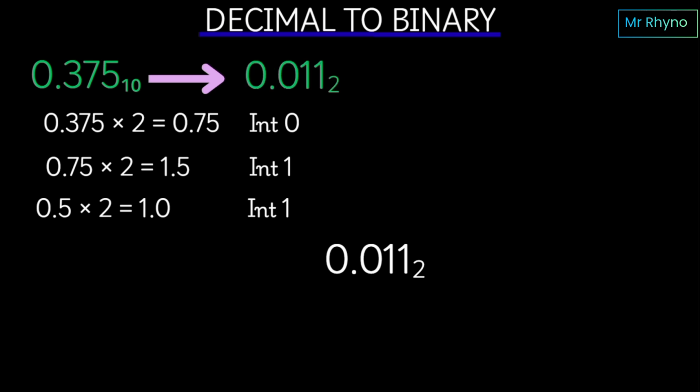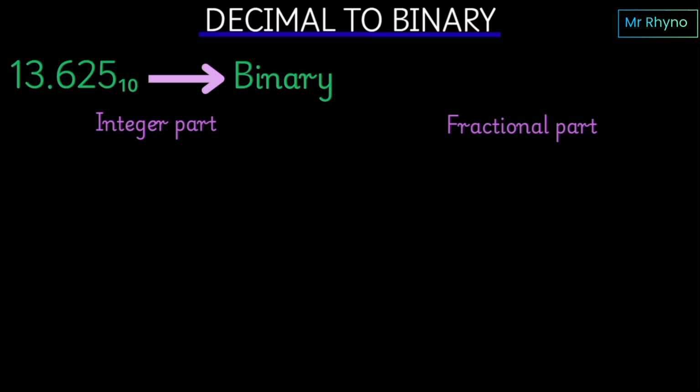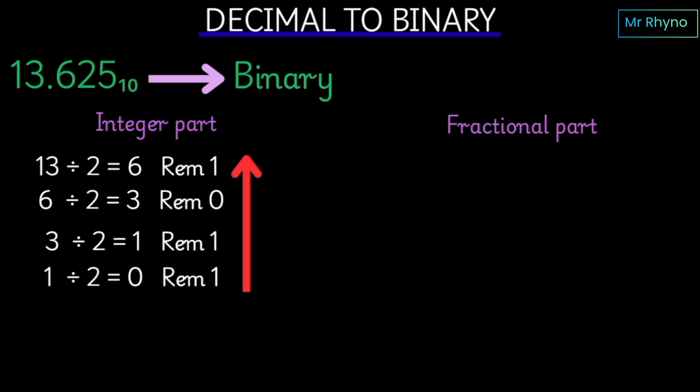Now, what happens if we have a mixed fraction? For example, 13.625 to base 10, and we are supposed to convert this to binary. It is very easy. We shall write that this part shall be for our integer, then from this side we shall work out the fractional part. We begin with 13 divided by 2, we get 6, the remainder is 1. 6 divided by 2 is 3, the remainder is 0. Then 3 divided by 2, it is 1, the remainder is 1. Then 1 divided by 2 is 0, the remainder is 1. We write these numbers from the bottom to the top, and we shall have 1101 to base 2.